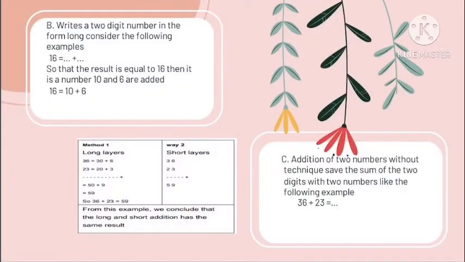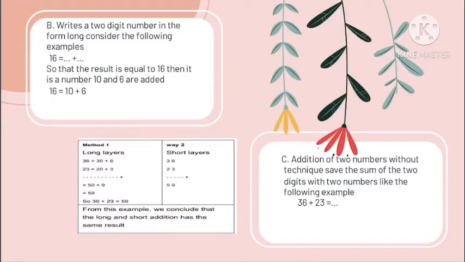And B, how to write a two-digit number in long form. Consider the following examples. 16 equals blank plus blank, so that the result is equal to 16. Then it is the number 10 and 6 added. So 16 equals 10 plus 6.